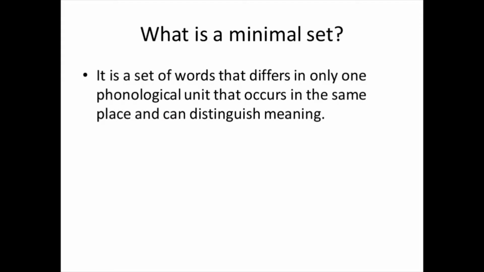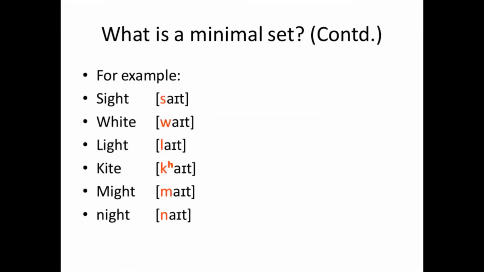Now we move on to talk about minimal set, the concept minimal set. Just like minimal pairs, a minimal set is a set of words that differ only in one phonological unit, again that occurs in the same place and can bring about a change in the meaning of the words. So we are going to give you examples of some words that are in a minimal set. In the examples, we focused on only the initial consonant, and again the difference can also occur in the vowels that occur in the middle or in the consonant that ends the words.